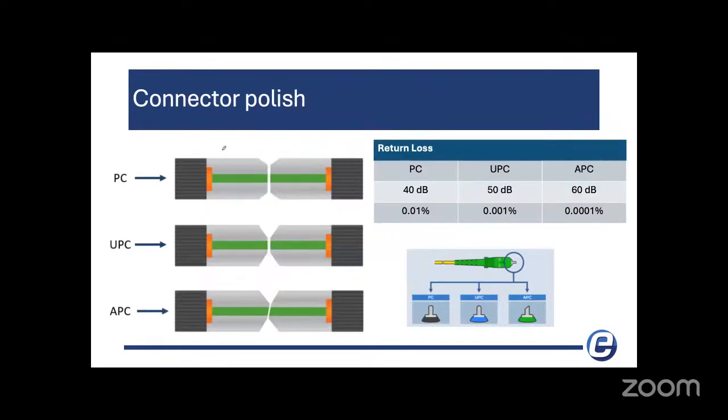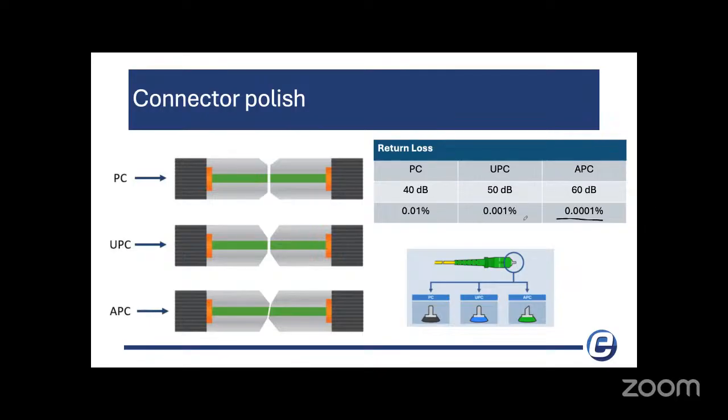Previously we had PC connectors. You can see here how it's shaped, but there was a bigger loss on your connector polish. So we started carrying UPC and APC. APC is more popular because the loss is way lower compared to the other ones. You just move a decimal point.